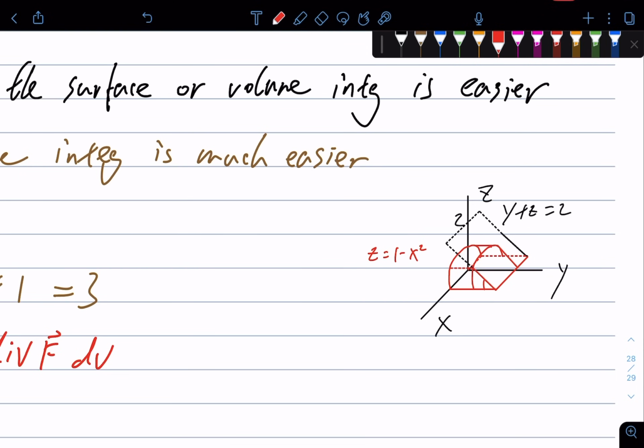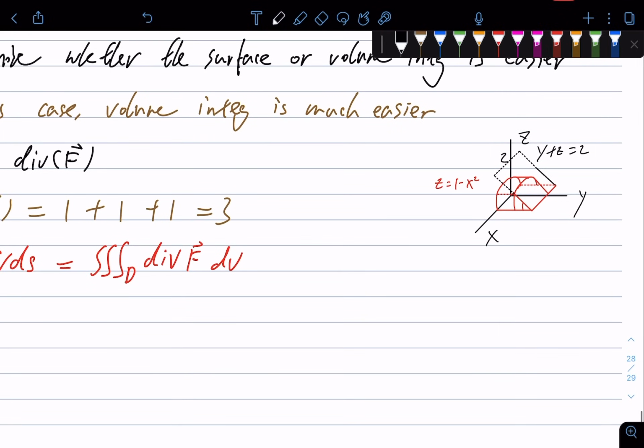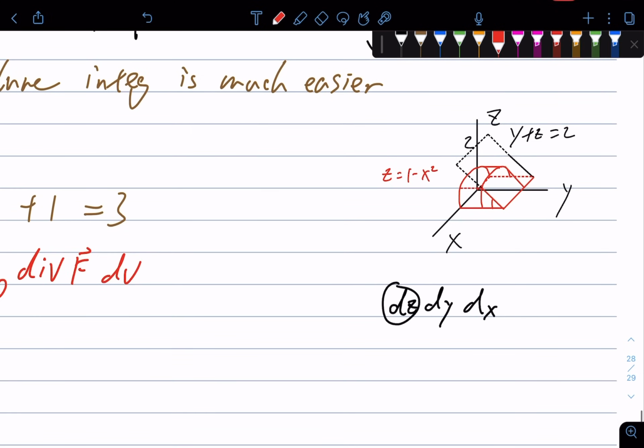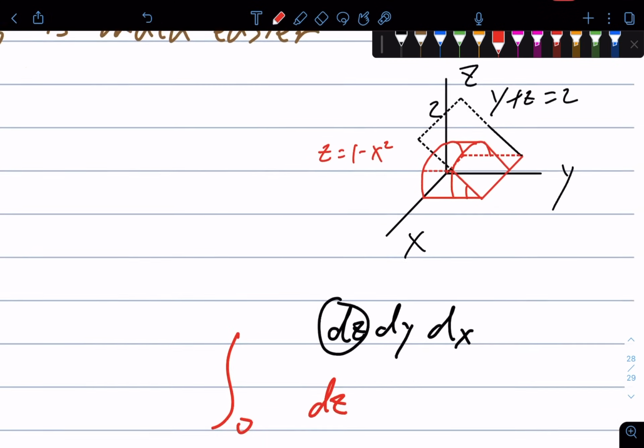Let's try to set up with the standard way of dz, dy, dx, right? So the first thing that we need to face is, what is the z bounds? Well, if we set up in this way, we have z equals 0 from the bottom, right? So 0 to dz, but what is the top? What is the top, right?